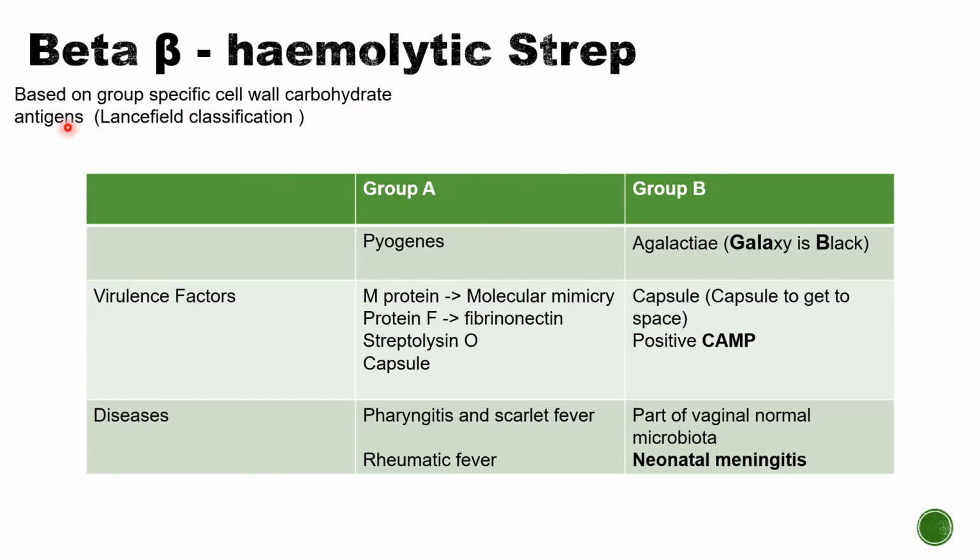The classification system is called Lancefield. I don't know if you took the exact name. So for group A, we have strep pyogenes. For group B, we have strep agalactiae. Now, a way to remember this is the galaxy is black. So remember agalactiae is group B, beta hemolytic strep.